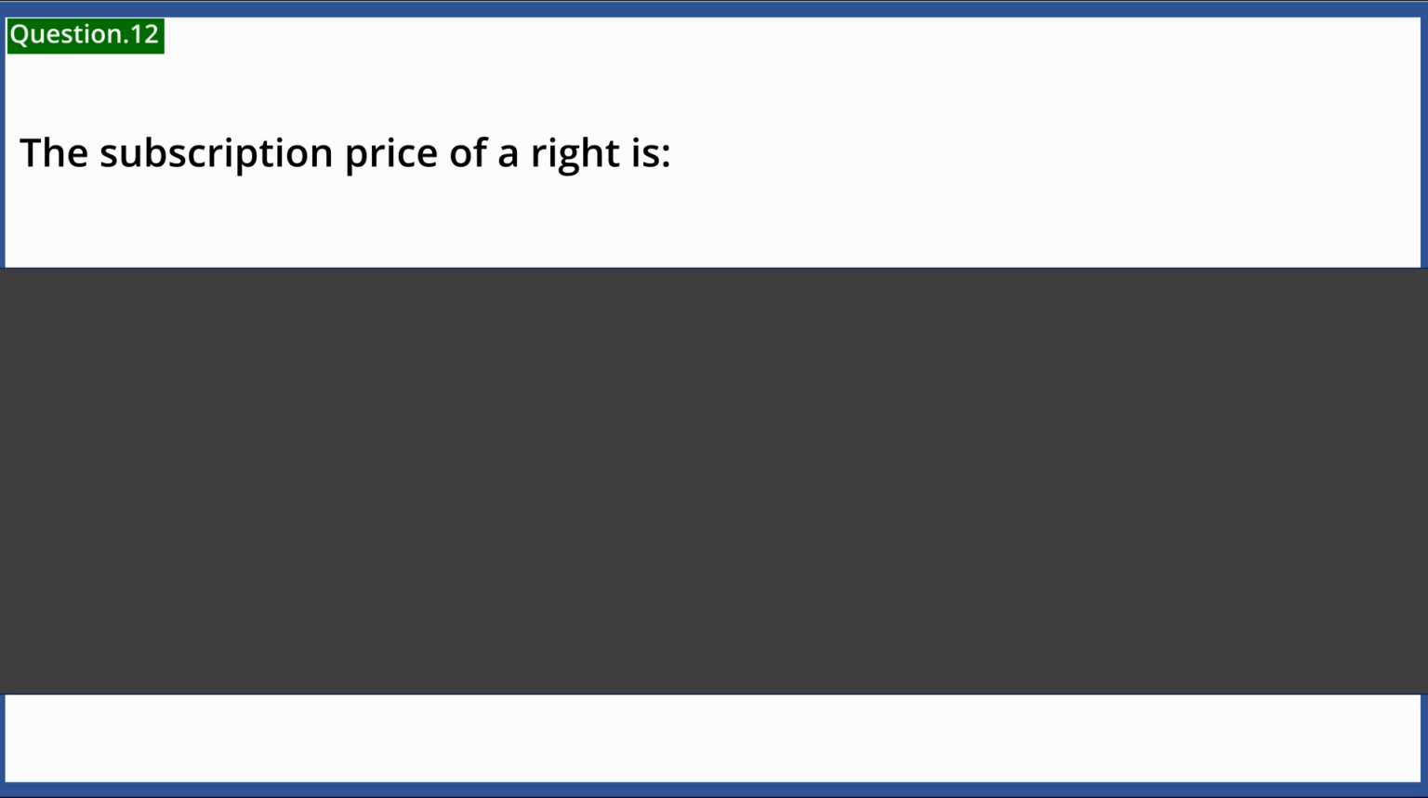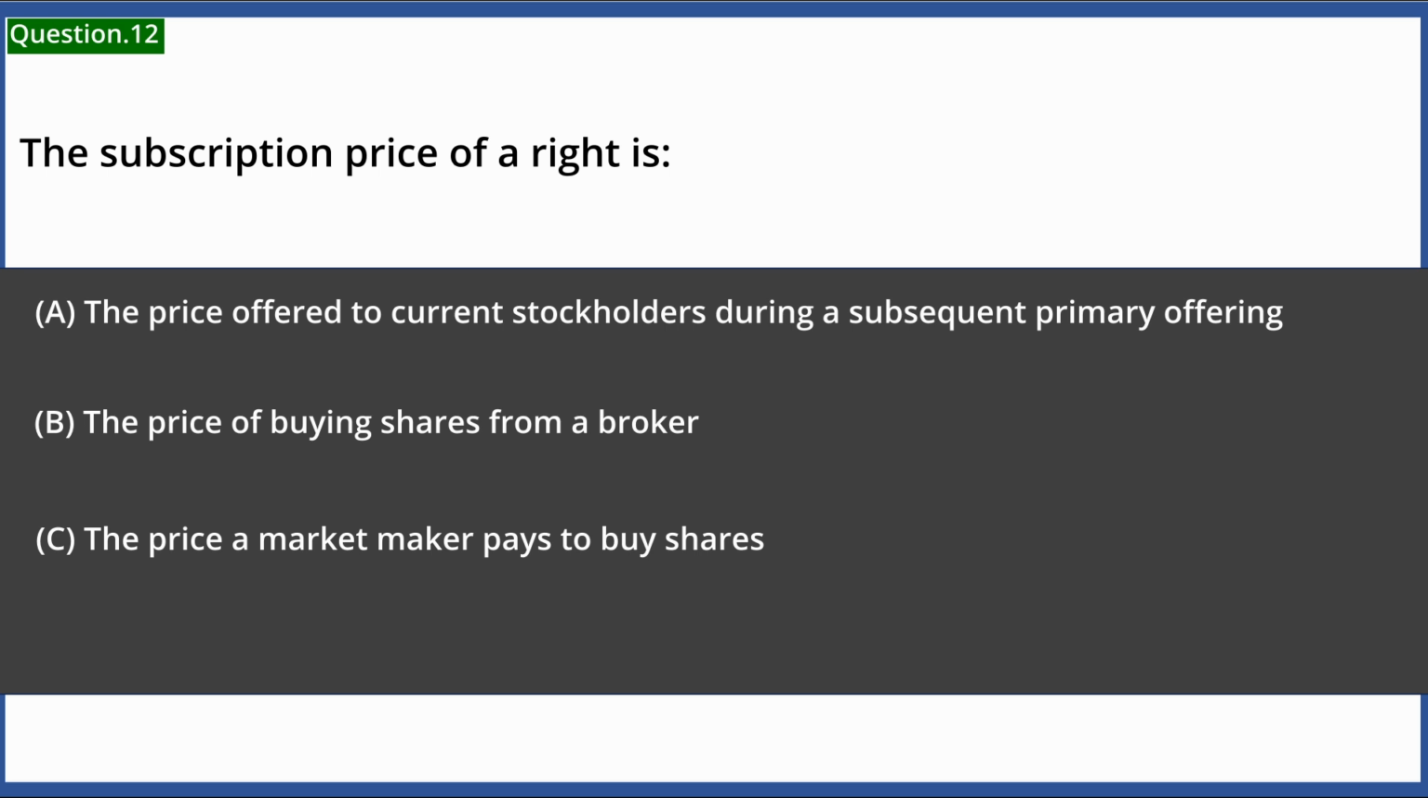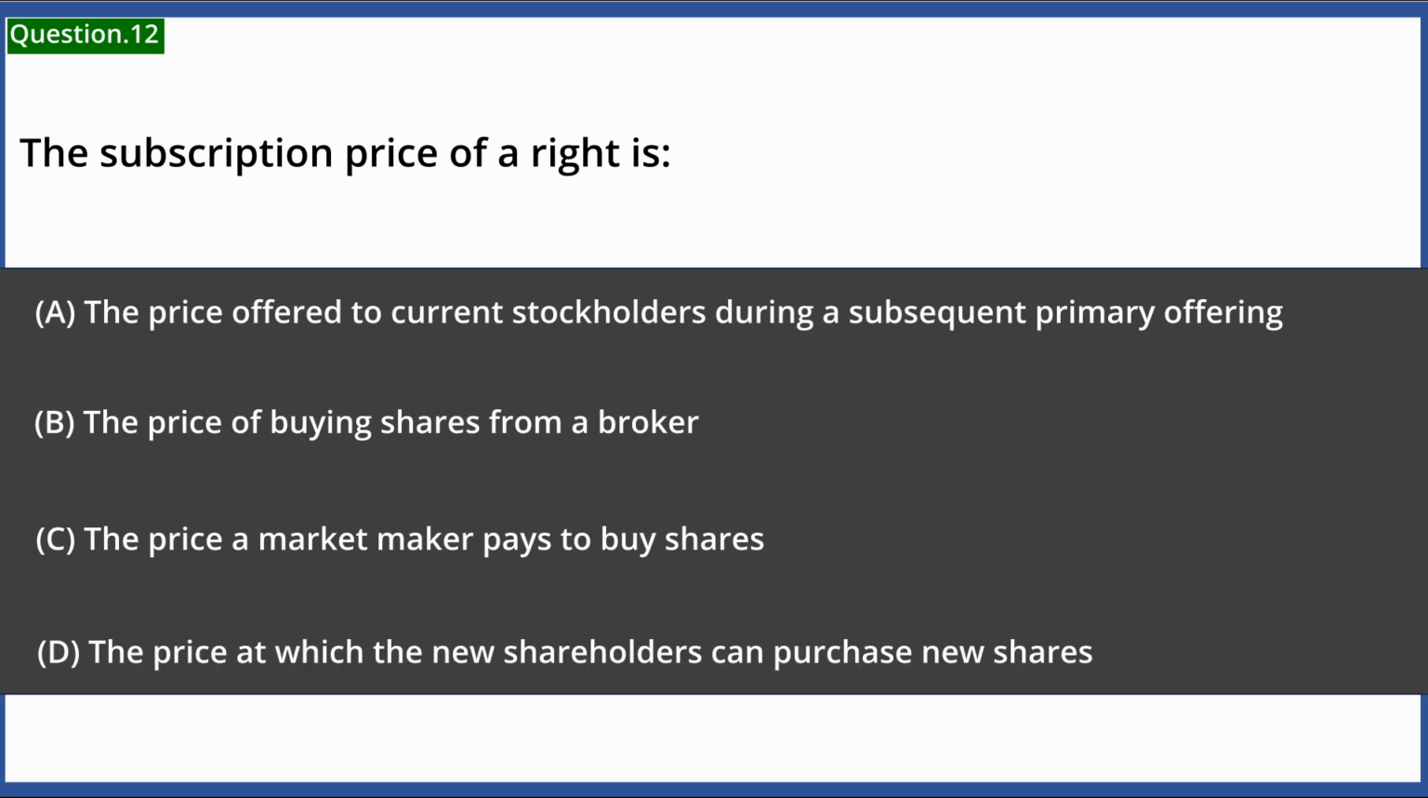The subscription price of a right is A. The price offered to current stockholders during a subsequent primary offering. B. The price of buying shares from a broker. C. The price a market maker pays to buy shares. D. The price at which the new shareholders can purchase new shares. Answer A. The price offered to current stockholders during a subsequent primary offering.